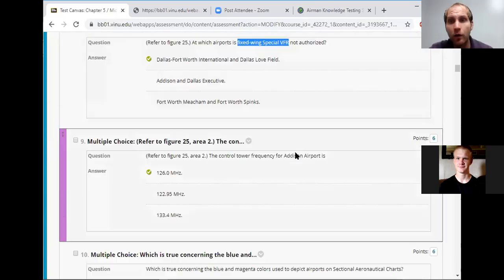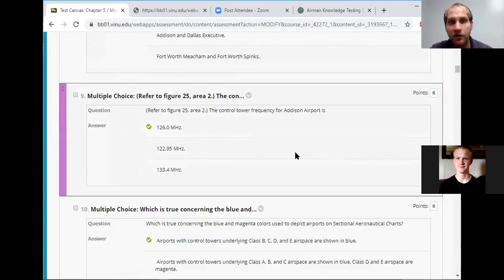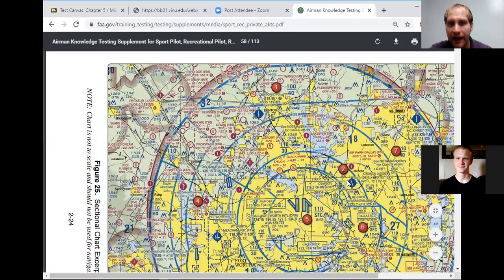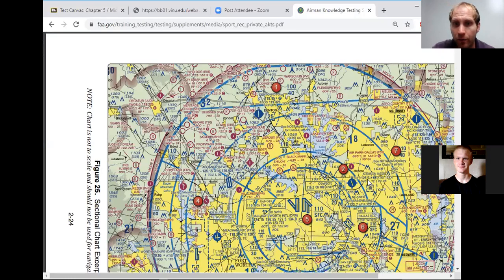All right, well, looks like we're on the same figure 25. This time we're looking at area 2. We want to know what is the control tower frequency for Addison Airport. So here's area 2 underneath my mouse, and here's Addison Airport. It tells us the control tower frequency, CT, is 126.0. So the control tower is 126.0. It then says star.